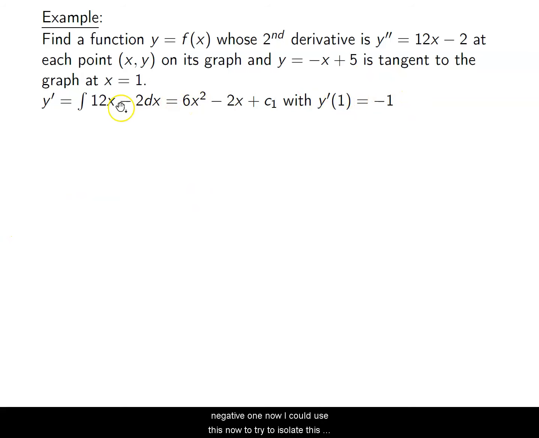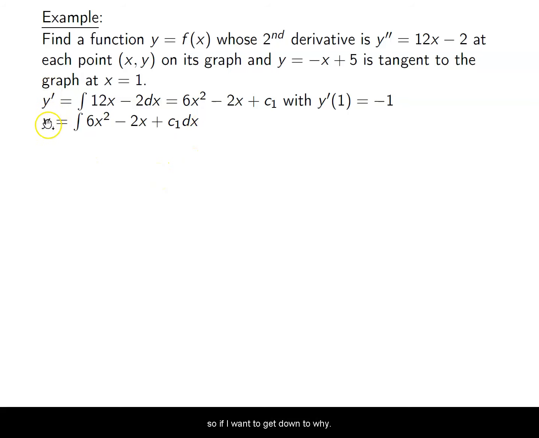Now I could use this to try to isolate this function by plugging 1 in and getting -1 out, and then getting out a value of C1. And that's fine and dandy. There's nothing wrong with that. I'm just not going to do it now. I'm going to save it till later, just to show you how things work in this space.